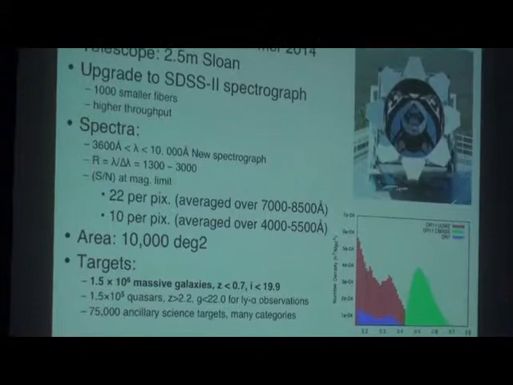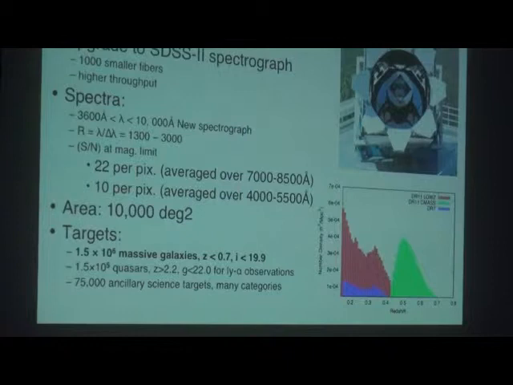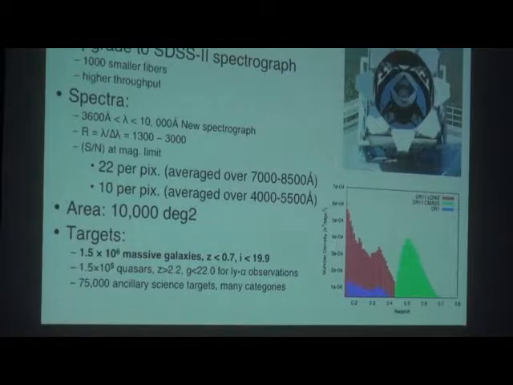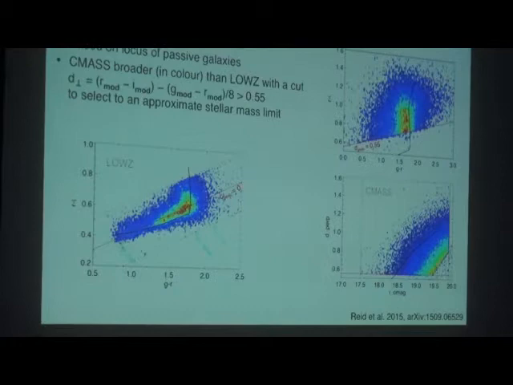So we covered 10,000 square degrees. We got roughly 1.5 million massive galaxy spectra. We also observed quasars, 150,000 quasars, for Lyman Alpha Forest observations. I'm not going to talk about those in these lectures, just because I have to cut some things out. And there are also various other ancillary science targets for other reasons.